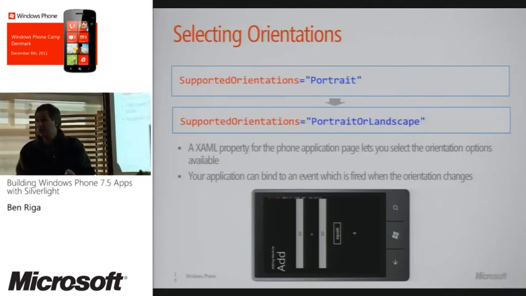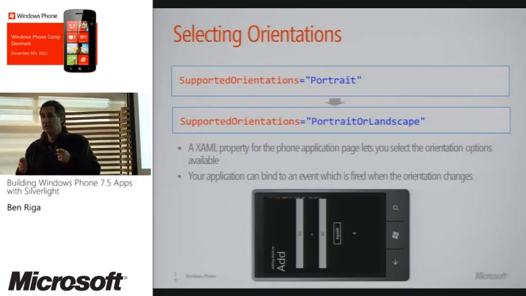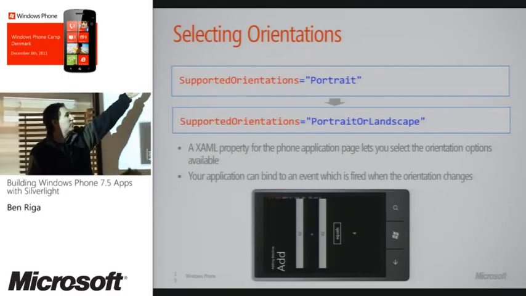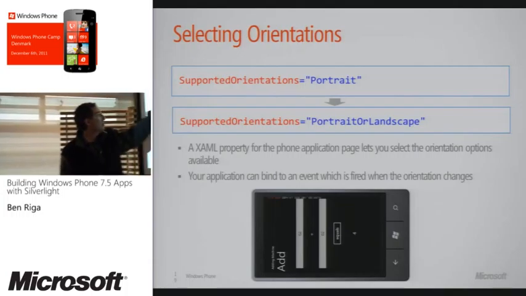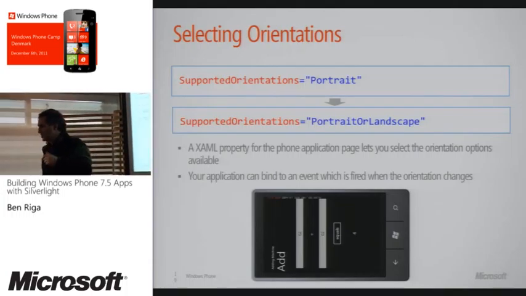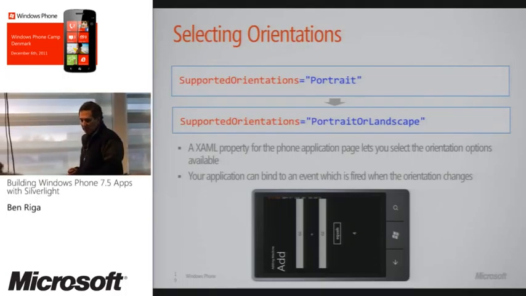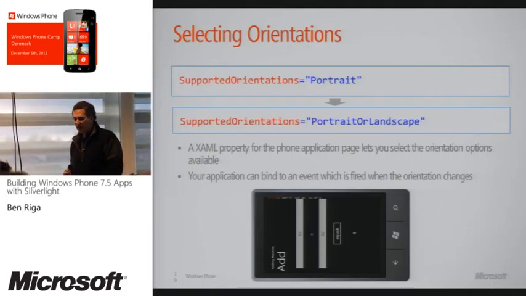And the way you do that in code, you tell Silverlight what orientations your application will support. So you can support either portrait or landscape or both. It's pretty straightforward. It's one property that you set. We'll see that in a couple seconds. And by doing that, you can basically define what you support.